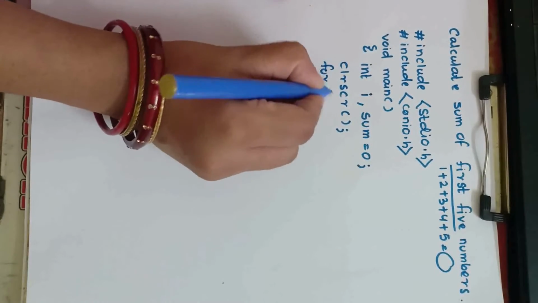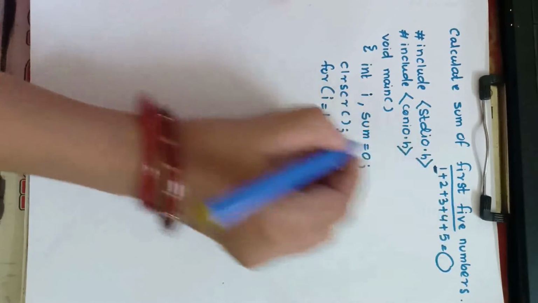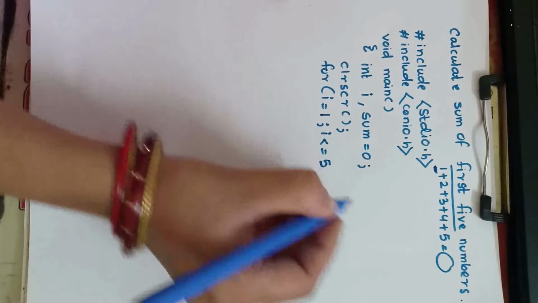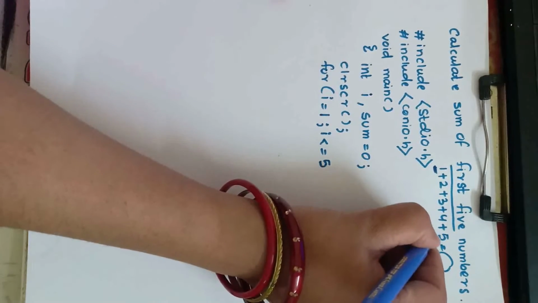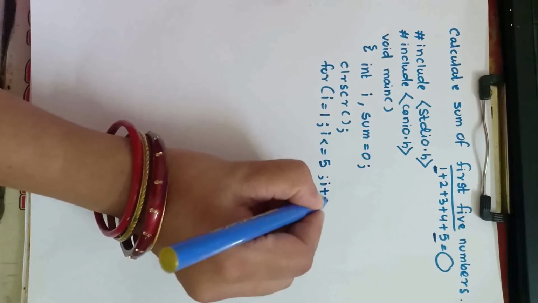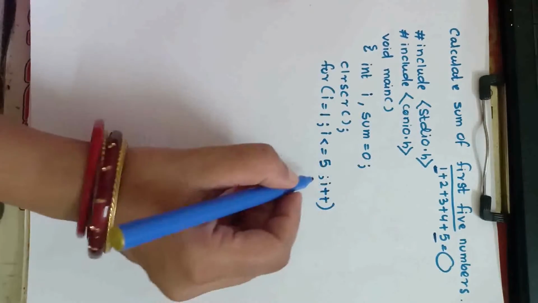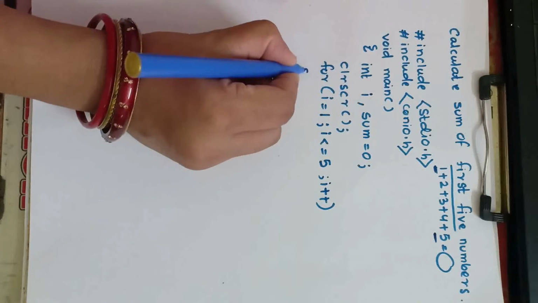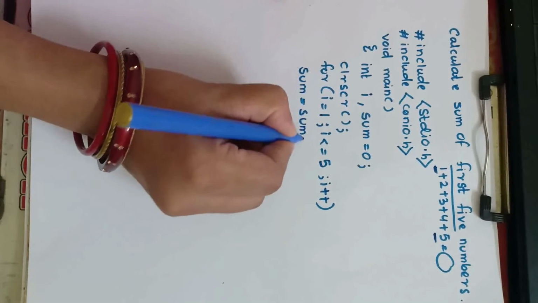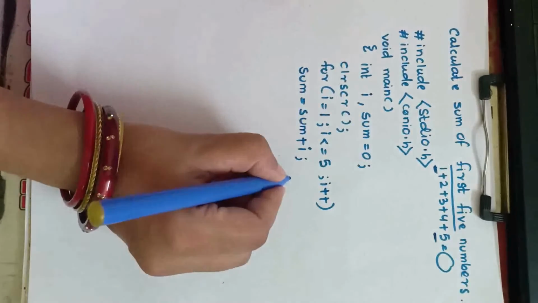Next I write for i equals to 1 because I start from this one. Then semicolon, then i less than equals to 5 because my condition is we finish the condition near the 5. i plus plus, so here the value of i is 1, then 2, the values increment. So here I use i plus plus. Next I calculate sum equals to sum plus i. Then my addition is finished here.